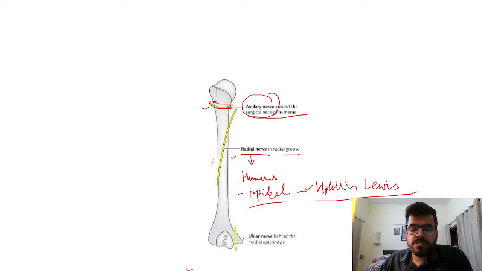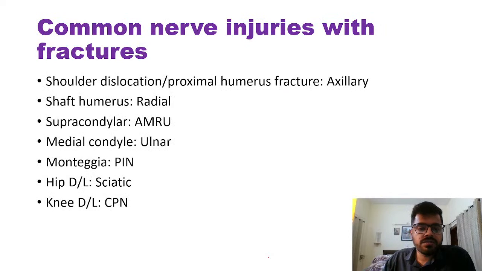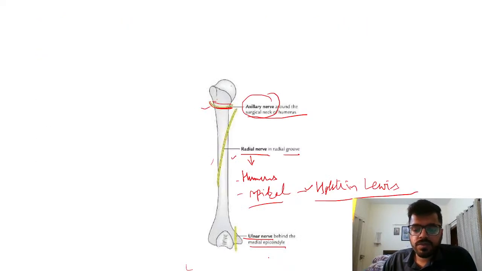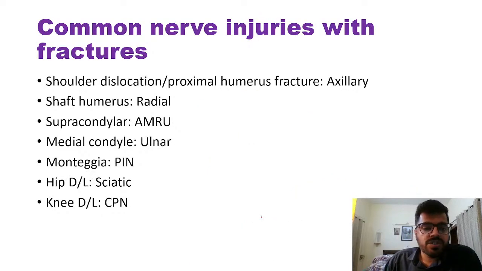Then we have ulnar nerve behind the medial epicondyle. It can be injured in supracondylar fractures and medial condyle fractures. Ulnar nerve is most commonly injured in medial condyle fractures. Shaft fracture, as we already know, radial nerve injury can be there.